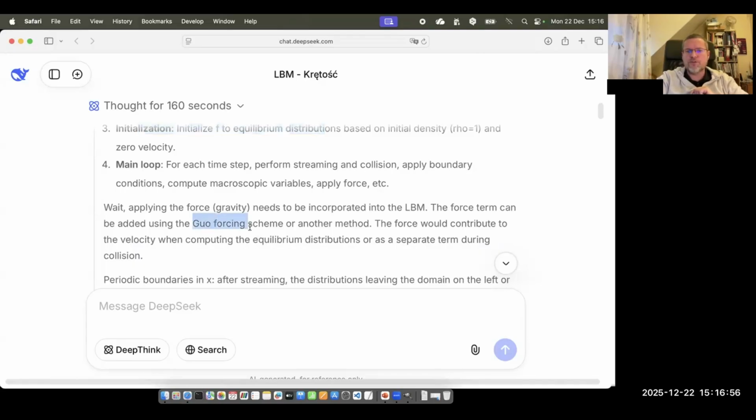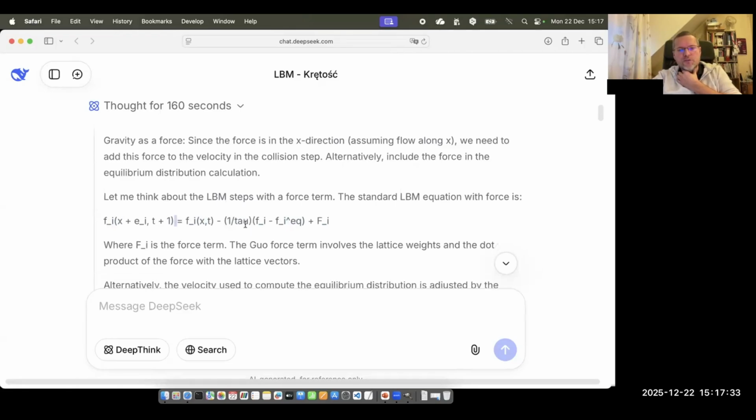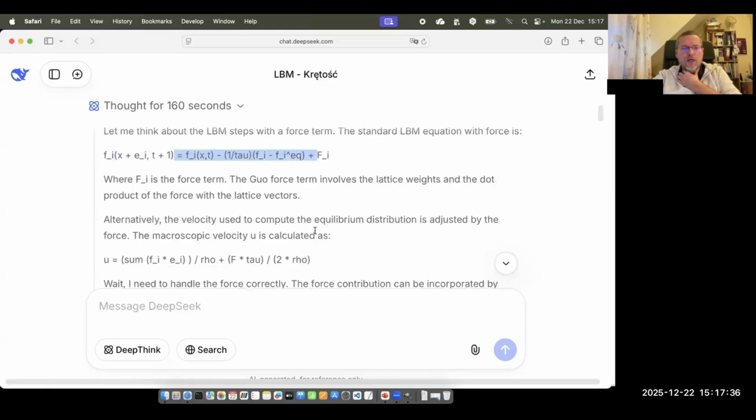So, for instance, Guo forcing is a standard method for incorporating external body force into lattice Boltzmann, which this language model is getting from the literature, from the knowledge, and step by step it is formulating the problem in terms of mathematical description. So there is the equation for the transport and collisions of the distribution functions of lattice Boltzmann, pretty standard for people from the field, and so on and so on.